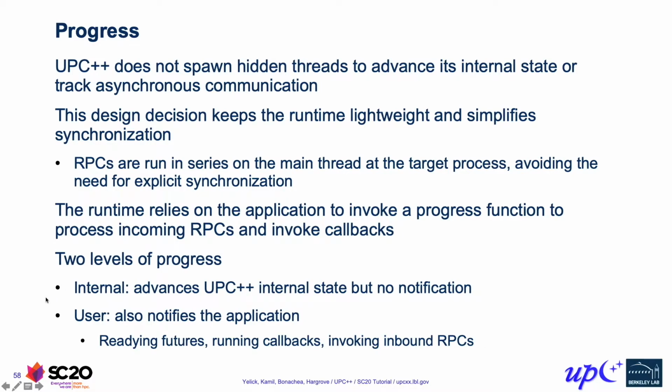Before we do that, though, I want to mention that there's two different levels of progress. There's internal progress, which advances UPC++ internal state, including things like ensuring that asynchronous operations that have already been initiated, like one-sided operations, make progress at the network layer. But this internal progress doesn't involve any notification to the user. So it doesn't execute callbacks. It doesn't ready futures. That's encompassed by user progress. So things that are directly visible to the application happen in user progress. And that includes things like executing inbound RPCs.